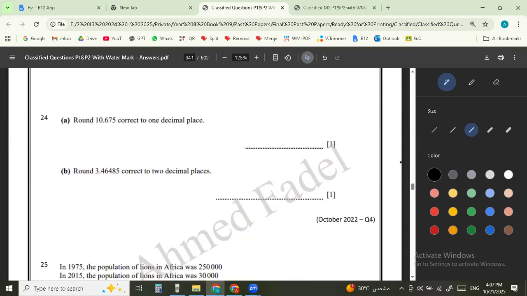Round this correctly to one decimal place is going to be answer 10.7. One decimal place, after it is a strong digit, so 10.7. Here, corrected to two decimal places. Two decimal places is 3.46 because after it is a weak digit, so it remains the same.